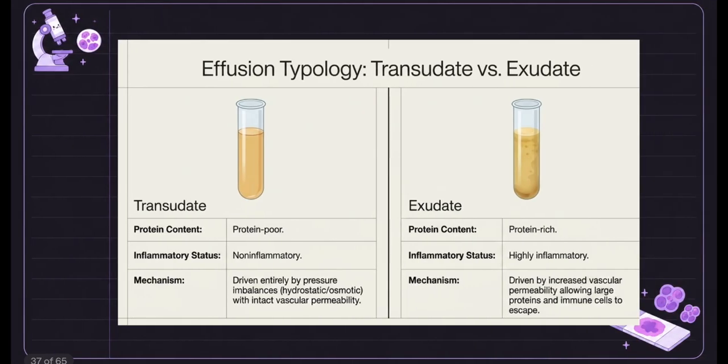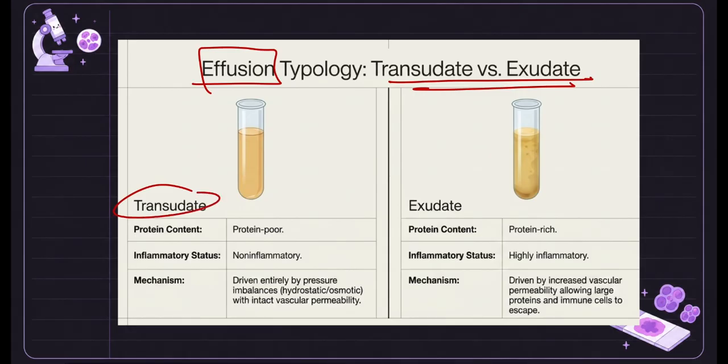Now, when this exact same fluid completely fills internal body cavities, it's known as an effusion, and there are 2 very distinct types. A transudate is clear and straw-colored, it's extremely protein-poor, and it's entirely non-inflammatory. A transudate is driven strictly by the pressure imbalances we just talked about. The walls of the blood vessels themselves remain physically intact.